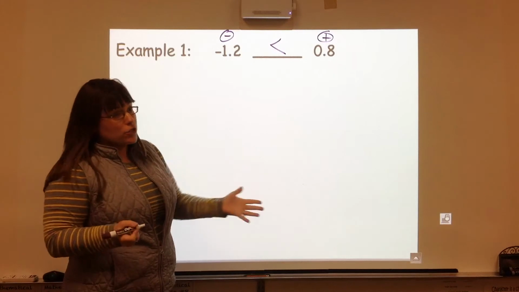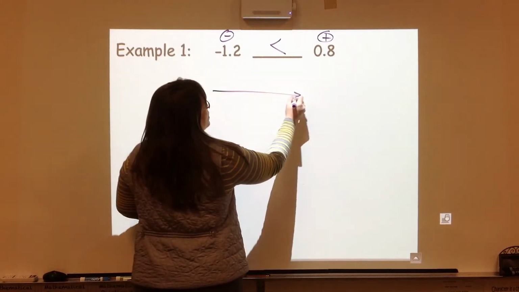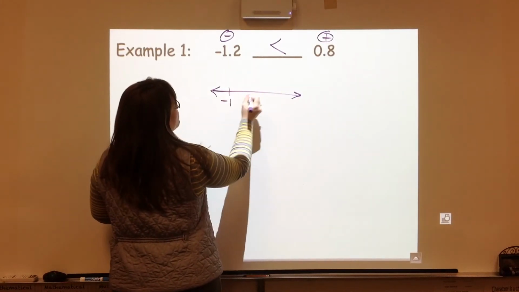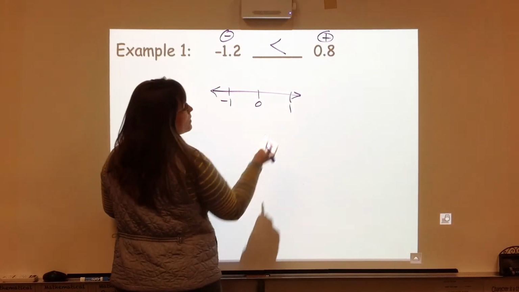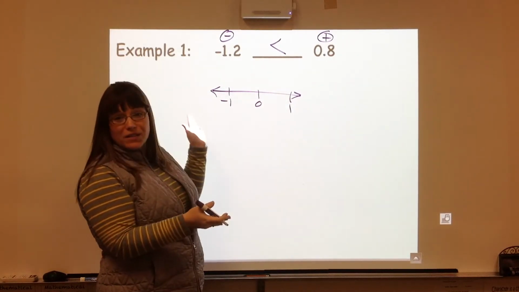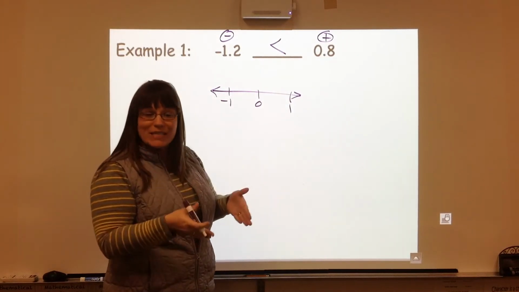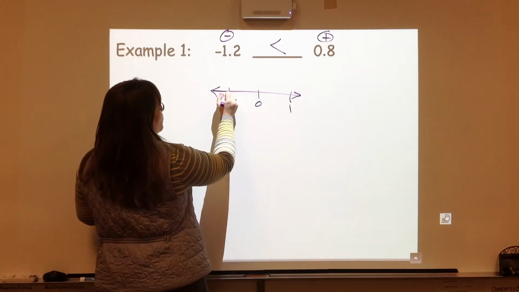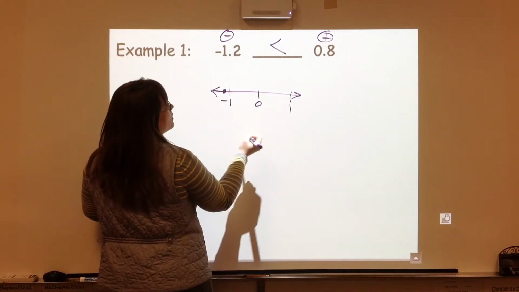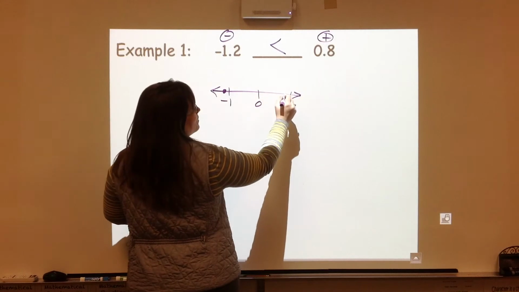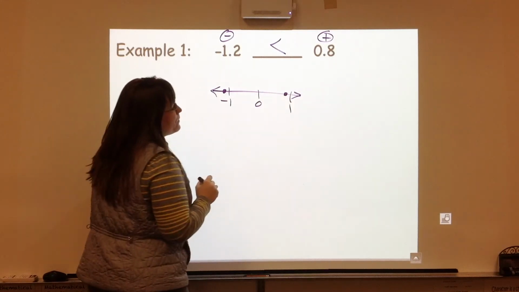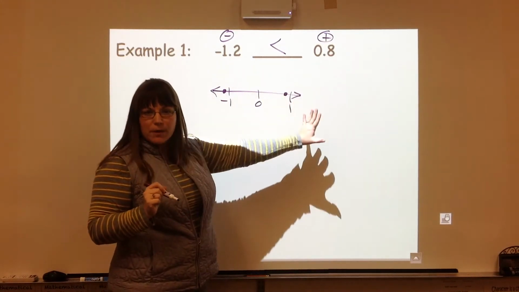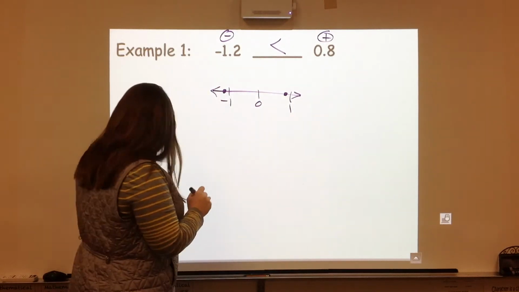If you wanted to use the number line, I would just put a -1, 0, and 1 on a number line. Very simple, very small, it's only a piece of it. And our -1.2 would be somewhere over here, and our positive 8/10 will be somewhere over here. Obviously, the bigger number is the positive one.